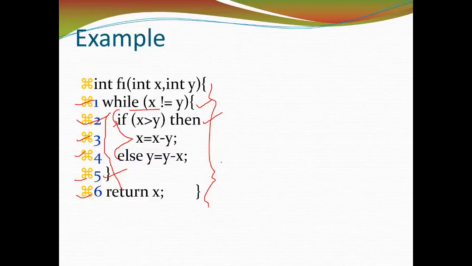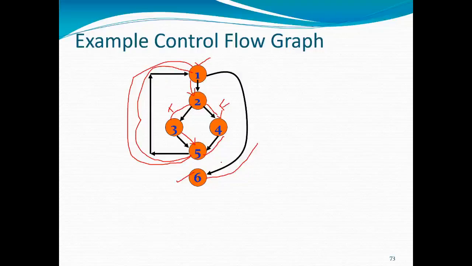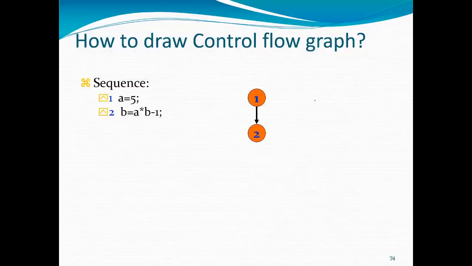So we have converted this code into a control flow graph. From this control flow graph, we understood how many independent paths there are, and how many paths you need to test. Now you need to decide how many different inputs you need to take for this particular code. That you are going to decide by the cyclomatic complexity formula.